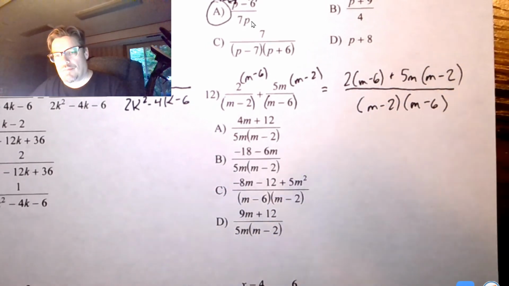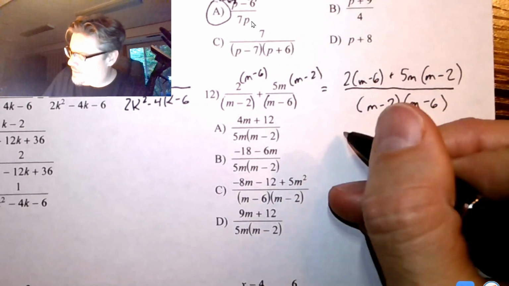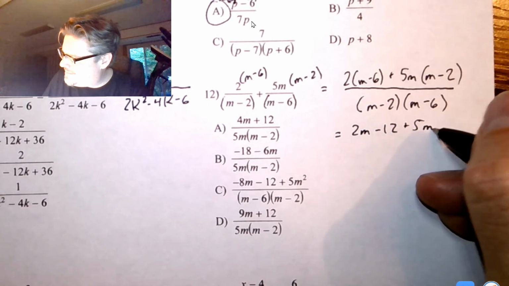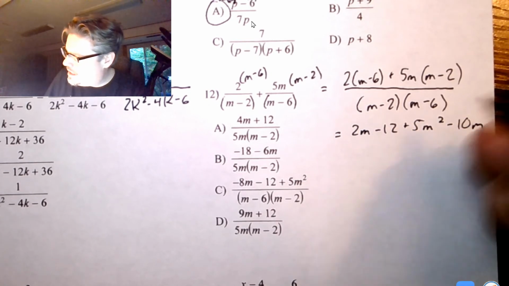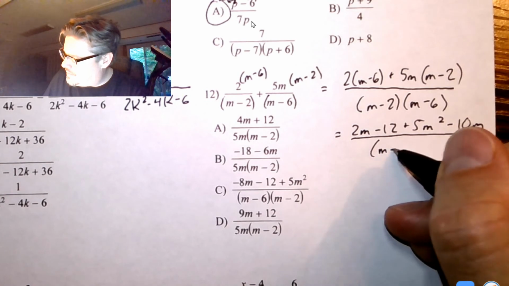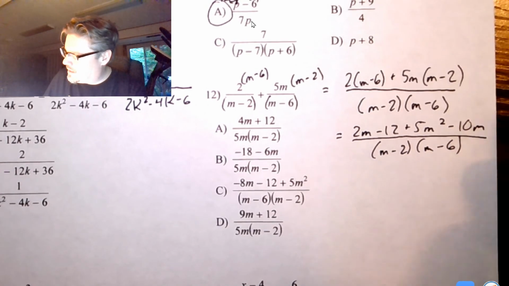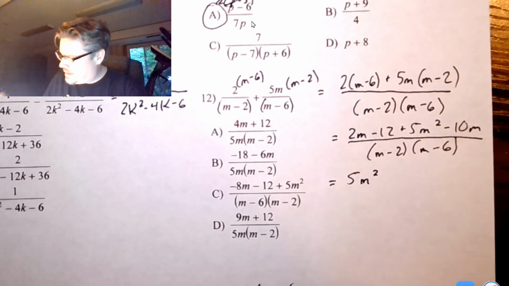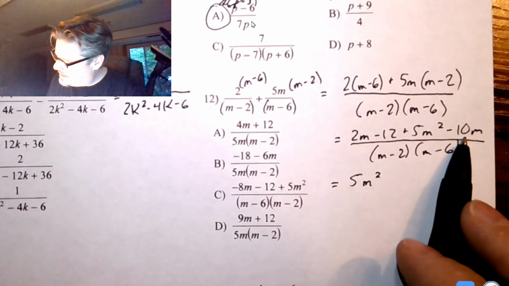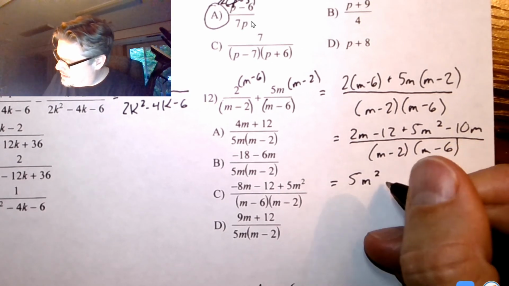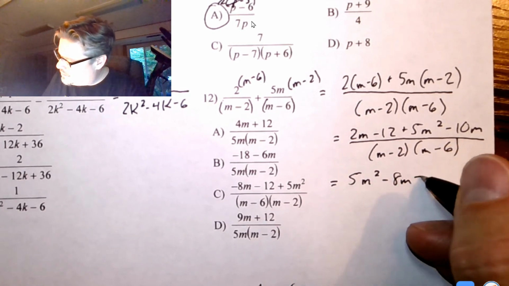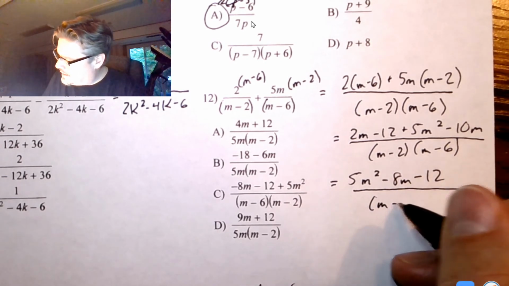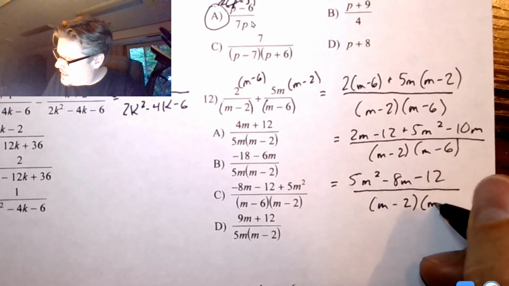Maybe these will cancel out. Maybe they won't. They probably won't, but let's see what happens. 2m minus 12 plus 5m squared minus 10m all over m minus 2, m minus 6. Combine like terms, we've got 5m squared on the top. This negative 2, that's a negative 8m. And then minus 12. All right, now I'm just putting this in standard form. I get an m minus 2 and an m minus 6.